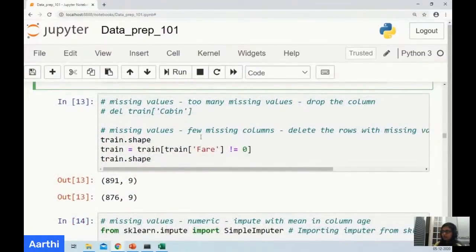And here, there are a few missing values in the fare. So let me go back to the slide because there are a few things that I want to show as well.